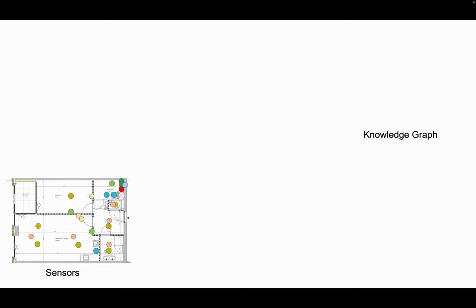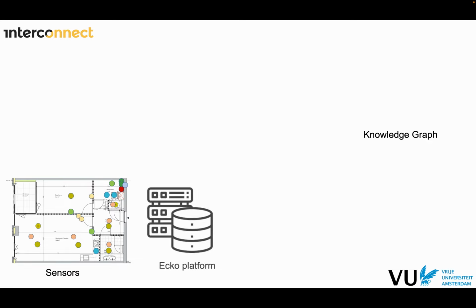Imagine you have an apartment where there are all kinds of sensors. You can think of carbon dioxide meters, temperature meters, humidity meters, how many people are in the room, those kind of sensors. And you have a platform, a database where you store the values that come out of these sensors.